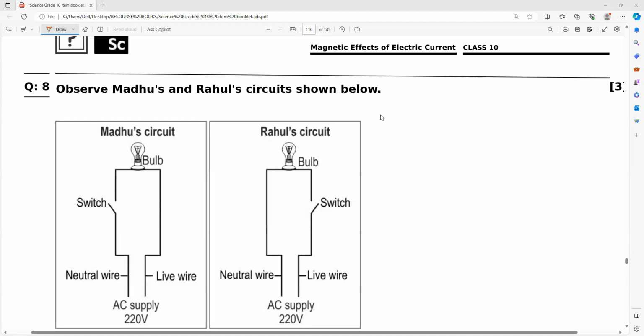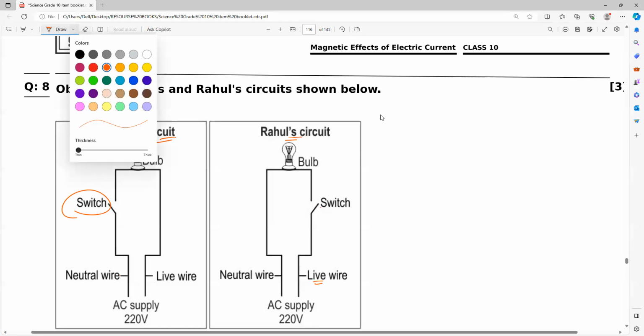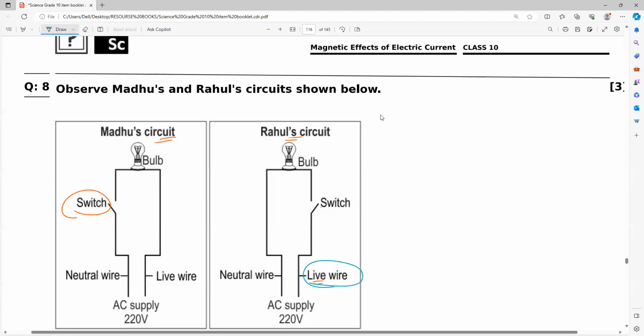This is Madhu's circuit. Pugal, tell me what differences you are seeing between Rahul's circuit and Madhu's circuit. A neutral wire switch is there. Very good, that is the only important point. Mr. Madhu connected the switch to the neutral wire, and Rahul connected the switch to the live wire. We all know which wire brings the current and which takes it out. Who will bring the current? Live wire. Who will take the current out? Neutral wire. We have studied this, or not?